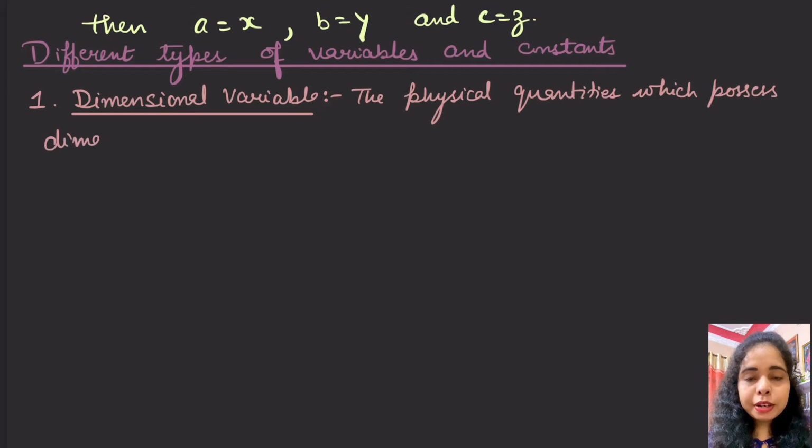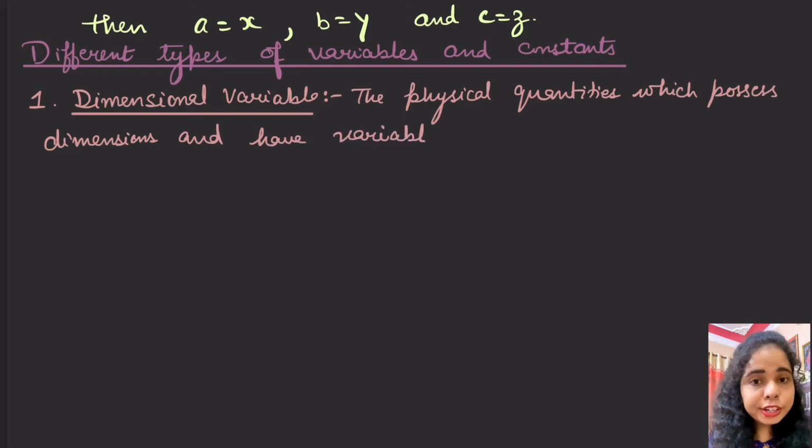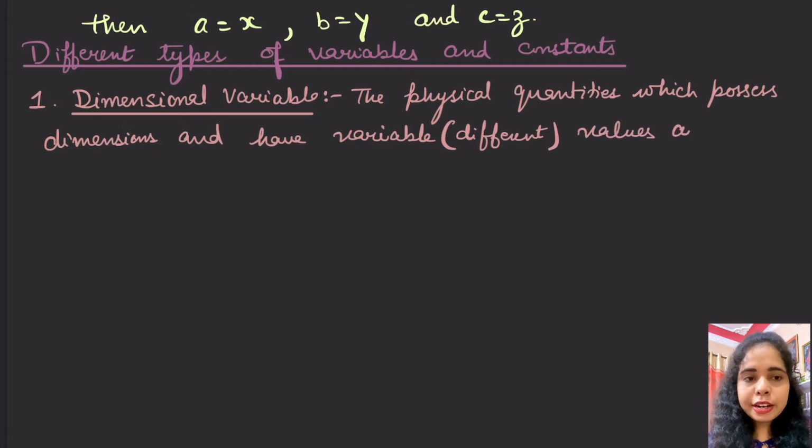So the physical quantities which possess dimensions and have variable value, the values which keep on changing with the time and place, are called variable values. So such kind of physical quantities are called dimensional variables. So there are many physical quantities whose value keep on changing, but also have the dimensions.